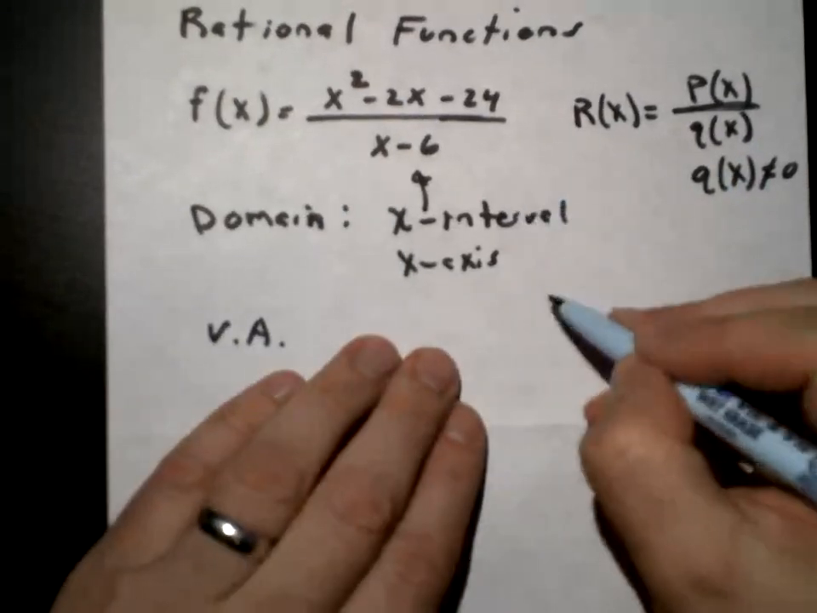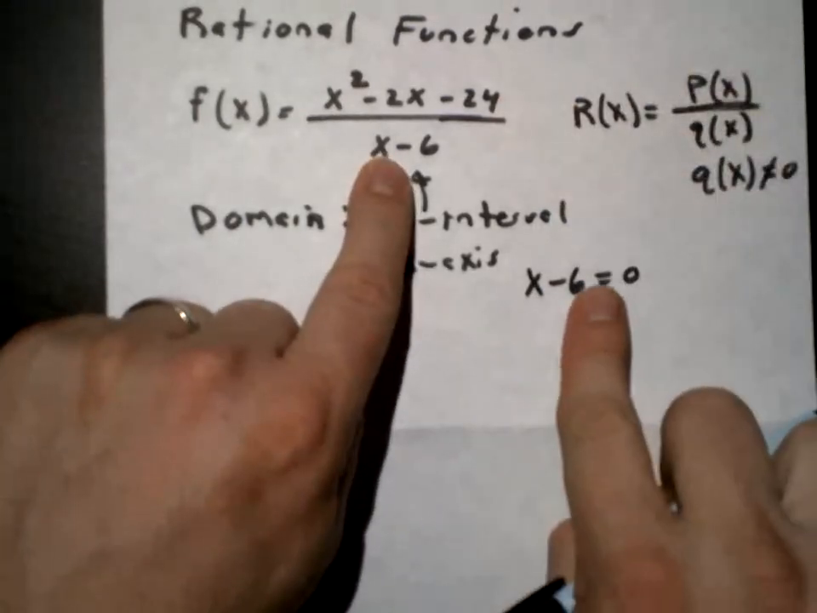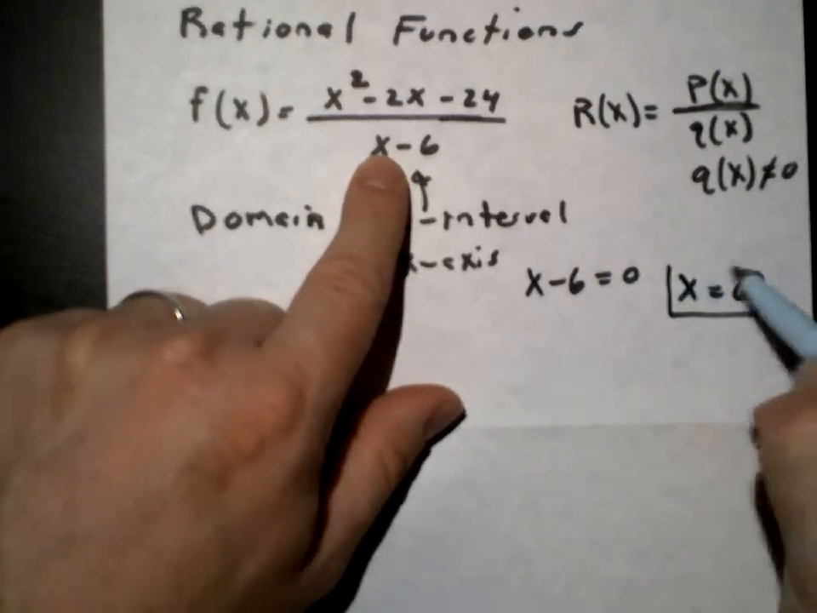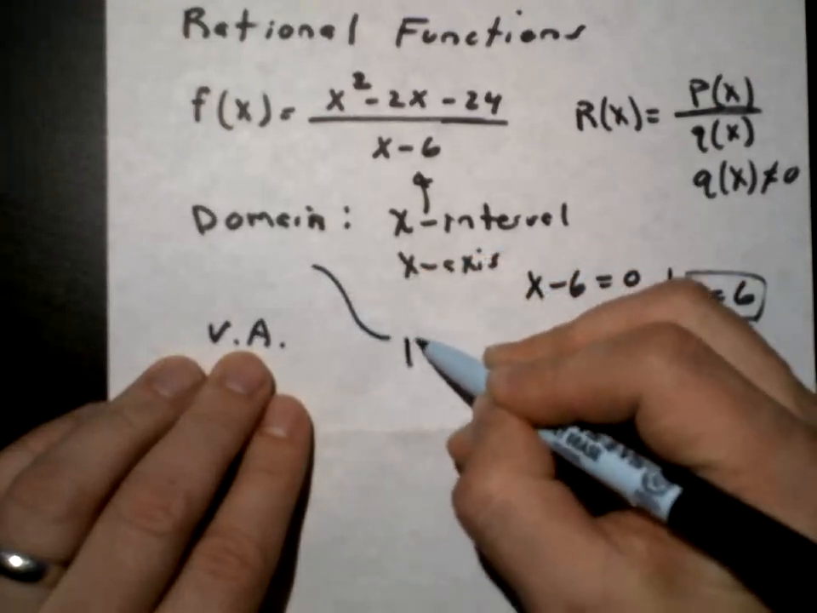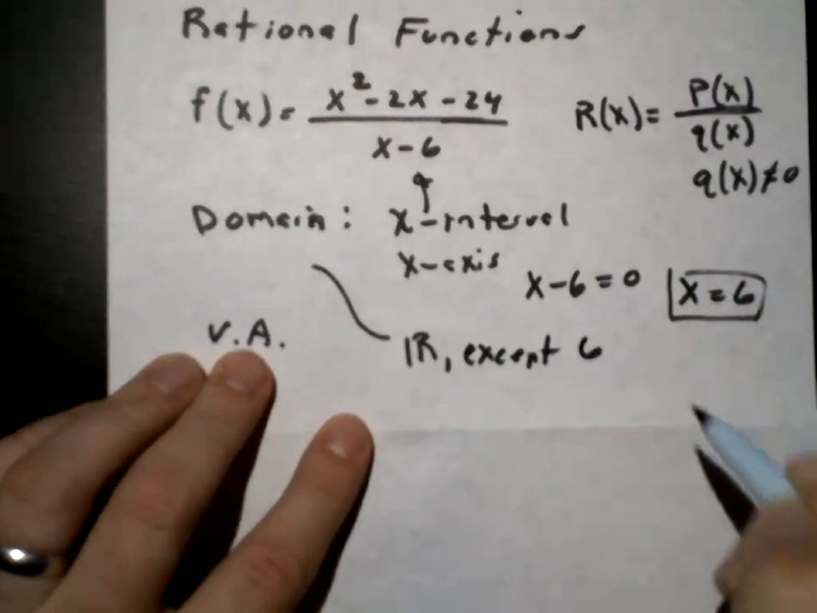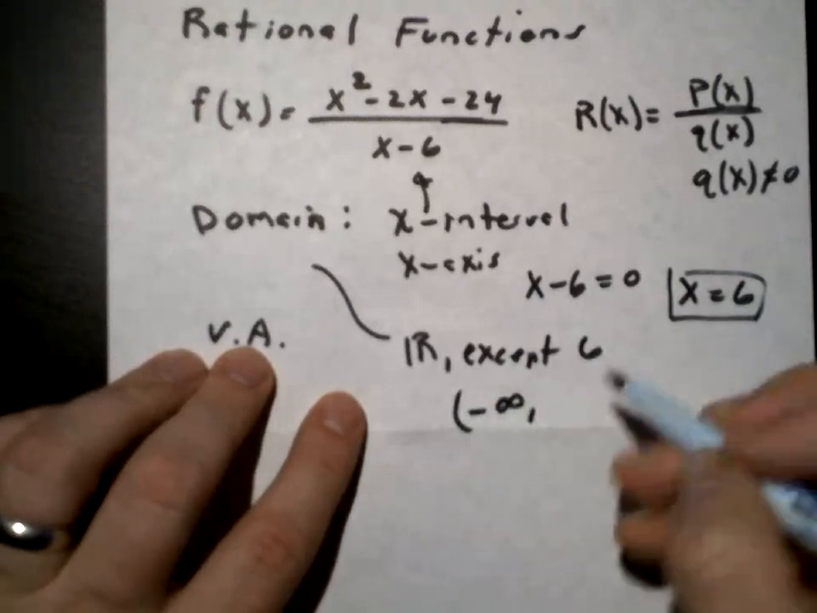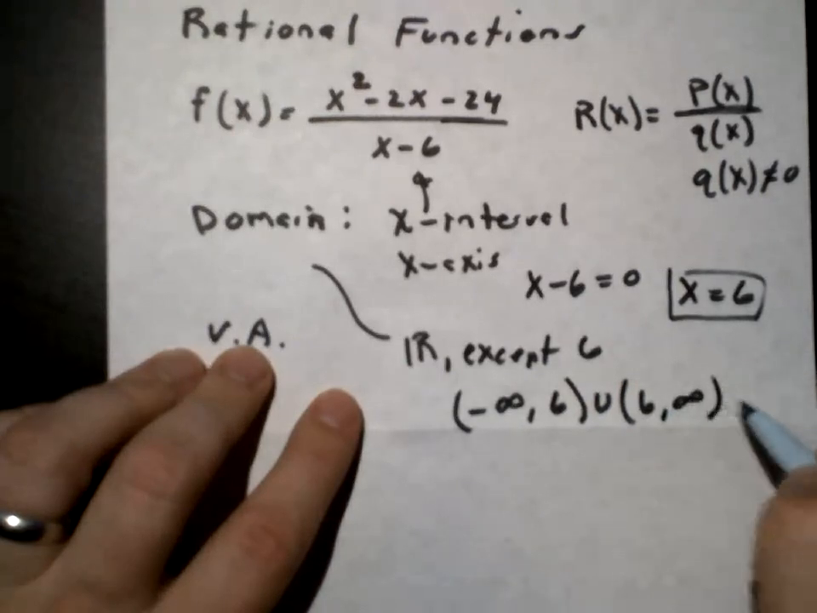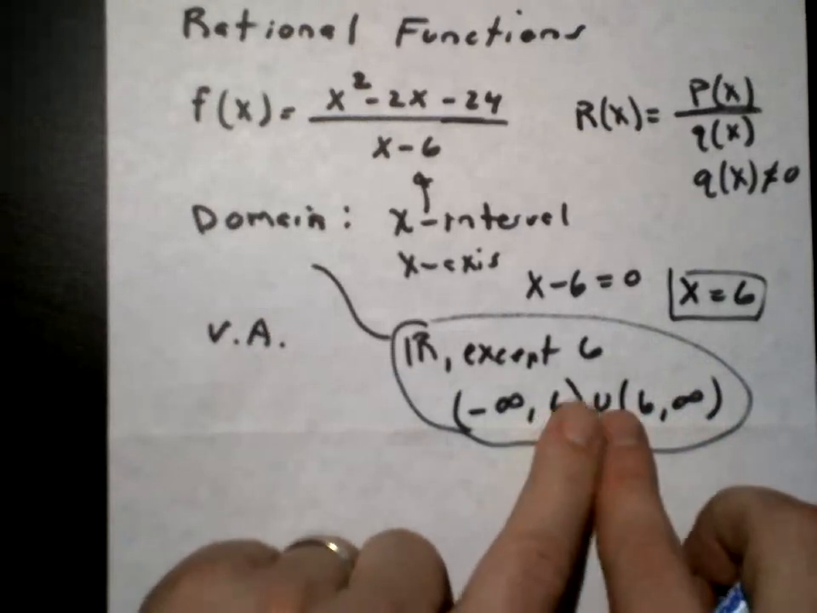So for the domain, you're going to let the bottom equal 0. Then you're going to go ahead and solve. So the domain is going to be all real numbers except 6. Now, another way you could do it is negative infinity to 6 union 6 to infinity. There are those two ways you could do this. This says the same thing.